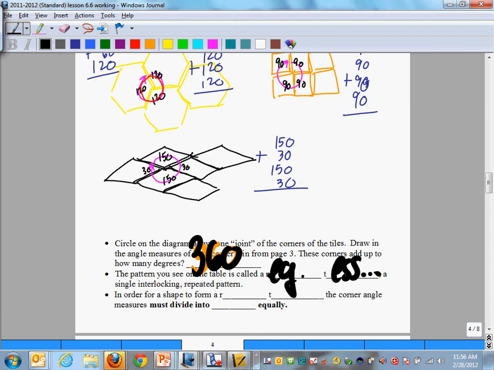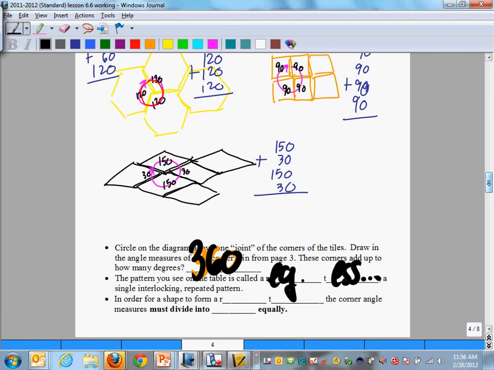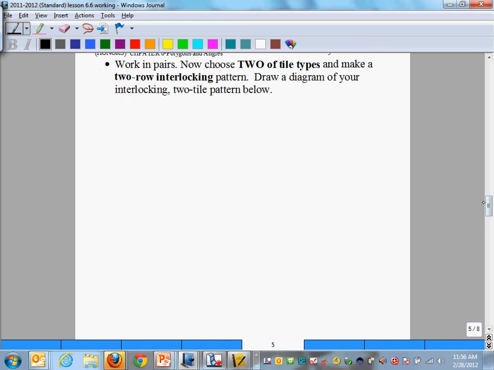All right? Okay. Now, turn the page. Bring your whiteboard back up on your desk, because now you're going to work as a team. Whiteboard up on the desk, please.